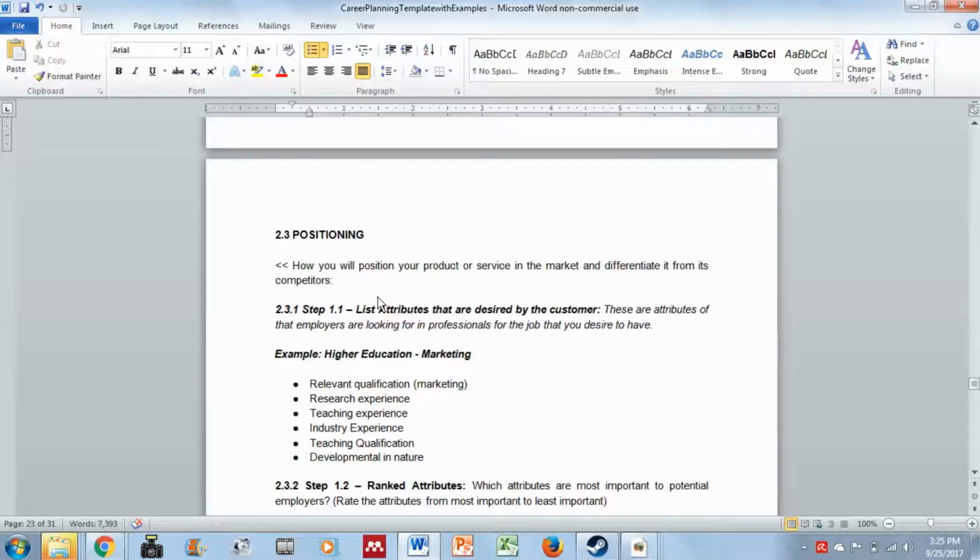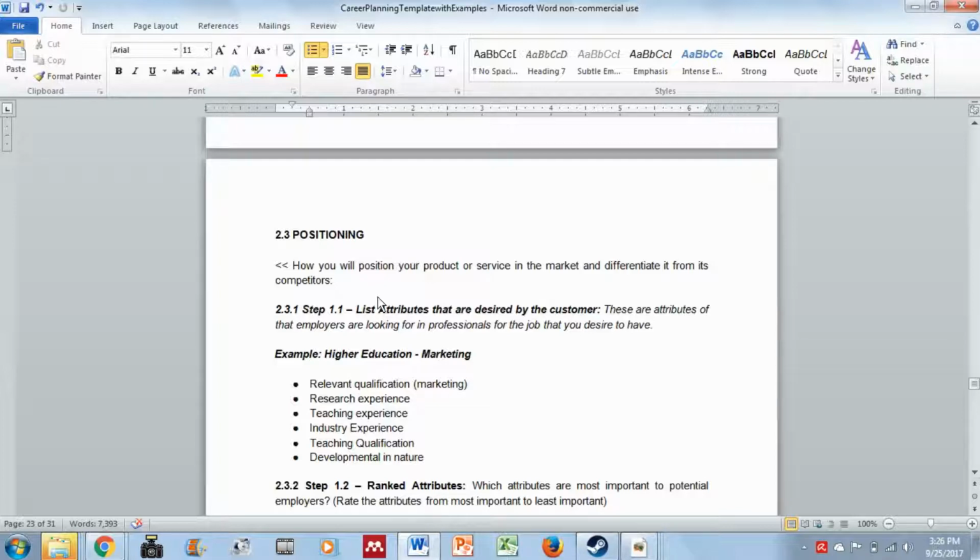Okay, then we get to positioning. Now we have to go through all the positioning steps. And first you need to wonder how you will position your product or service in the market and differentiate it from its competitors. Well, step 1.1 is to list the attributes that are desired by the customer.